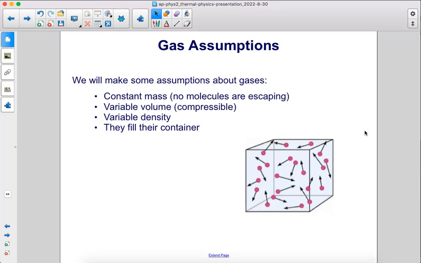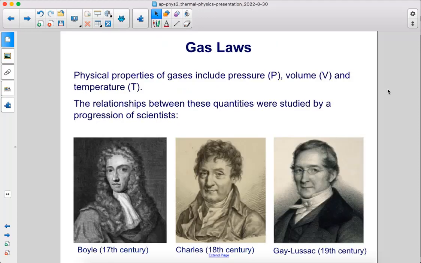We will make some assumptions about gases. They will have constant mass, so no molecules are going to be escaping. They have a variable volume, which means they're compressible. We can change the size of the container. Gases also have a variable density, and they fill their entire container. Physical properties of gases include pressure, volume, and temperature. The relationships between these quantities were studied by a progression of scientists, including Boyle, Charles, and Gay-Lussac.